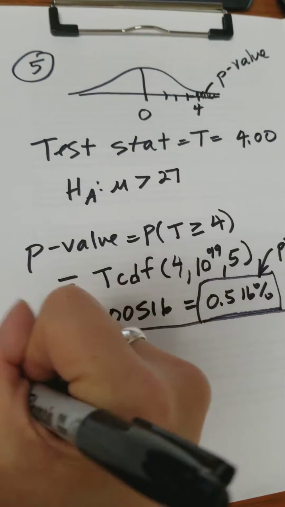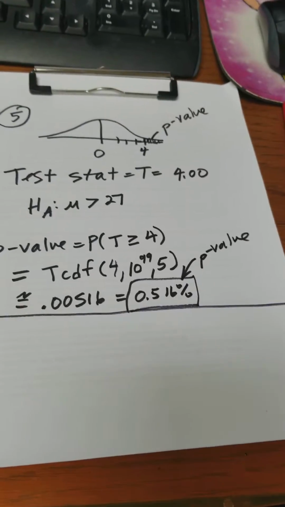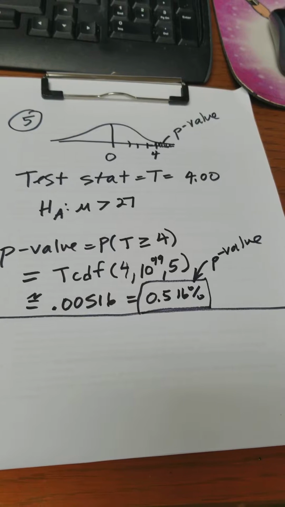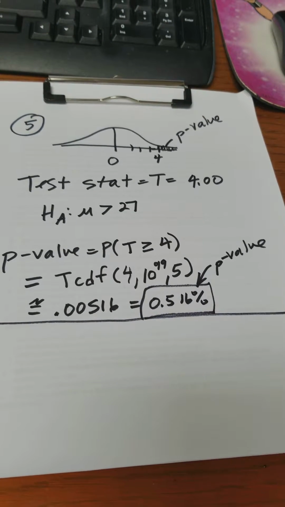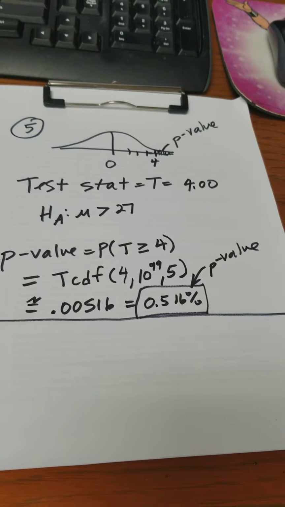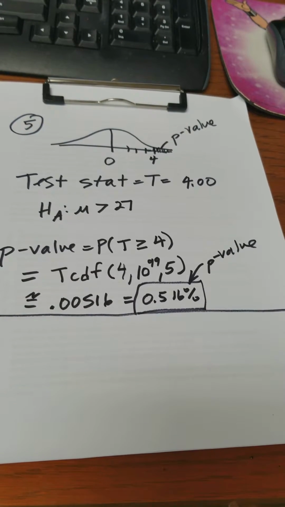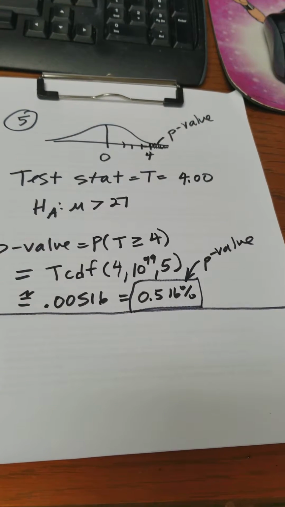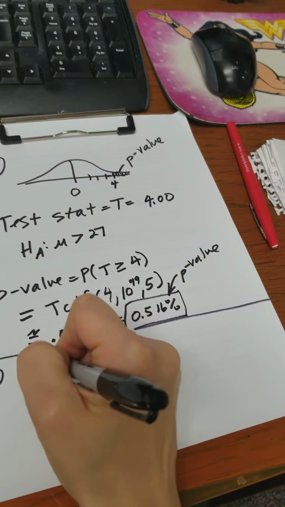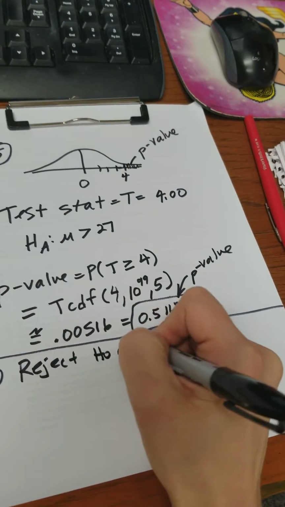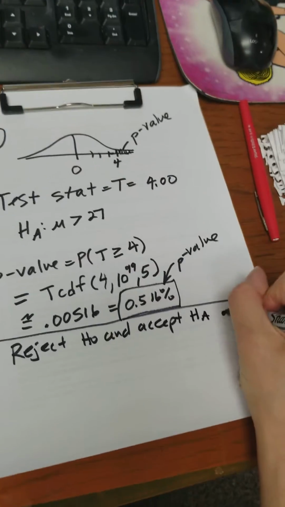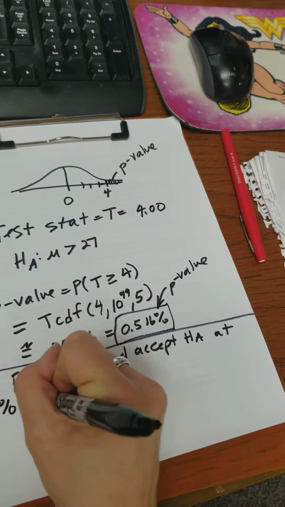The last step, most important. With a p-value of 0.516%, 0.5% roughly, are we going to reject or fail to reject? We said that if our p-value is low, H0's got to go. Our p-value being low, we should say lower than what? Well, in this case, our alpha of 5%. So is 0.5% less than 5%? Yes, it is. So we are going to reject H0 and accept H1, HA, our alternative, at the 5% level of significance we set.